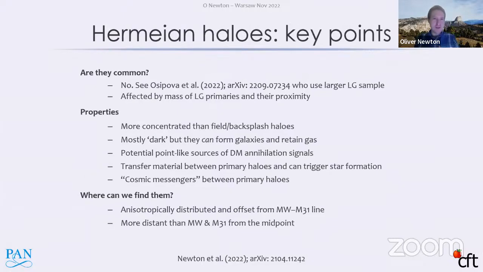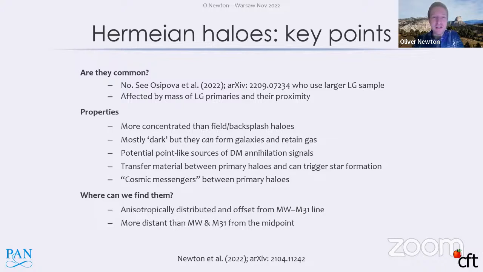So to wrap this section up, Hermeian halos are not especially common. We've had a follow-up paper that we've just put up on arXiv to submit, where we study a larger sample of local group-like objects in a dark matter only simulation, just to look at how different properties of the local group pair can affect the size of the population. Generally, they account for about 1 or 2% of the total field halo population.